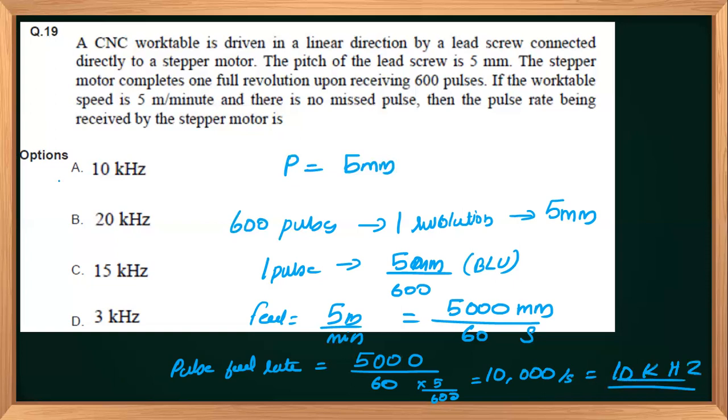Okay. So it's a simple question. You don't have to know any formula for it. By just understanding what is given, you will be able to answer this. In one pulse, I can move this much. The feed which I require is this much. So for getting this feed, how many pulses do I have to send? That is very simple. Your feed divided by one pulse motion will give you the number of pulses that you have to send. Okay. And also it is given that there is no missed pulse. So this is also a pretty straightforward question. I hope you all were able to answer this.